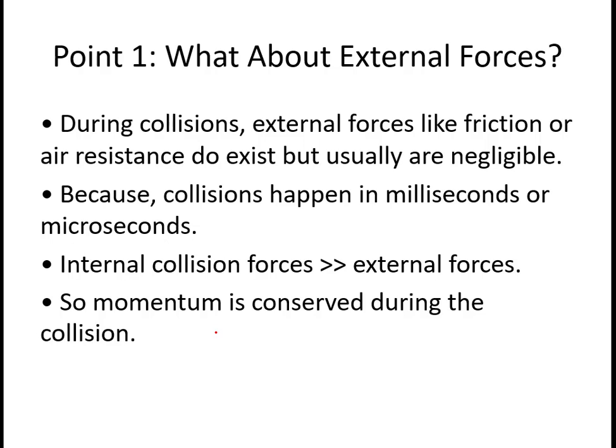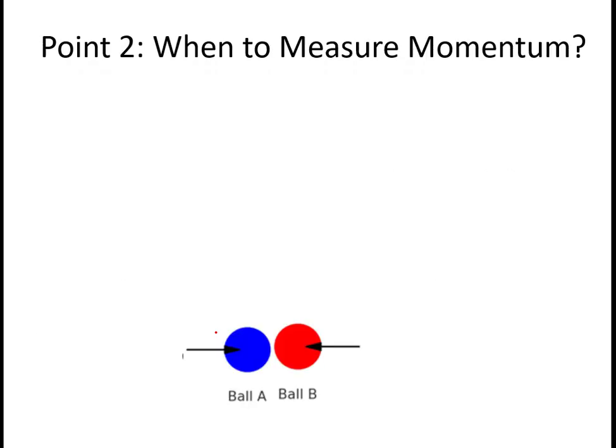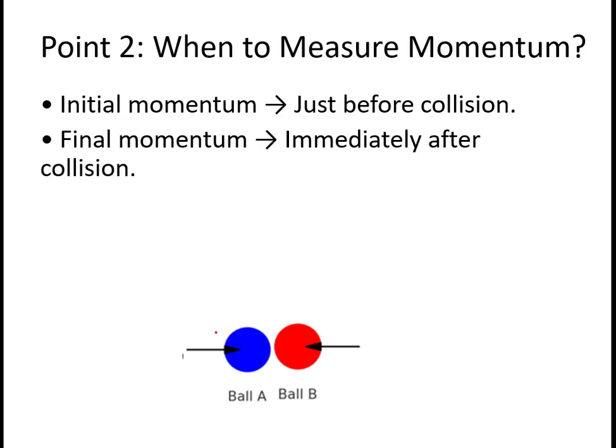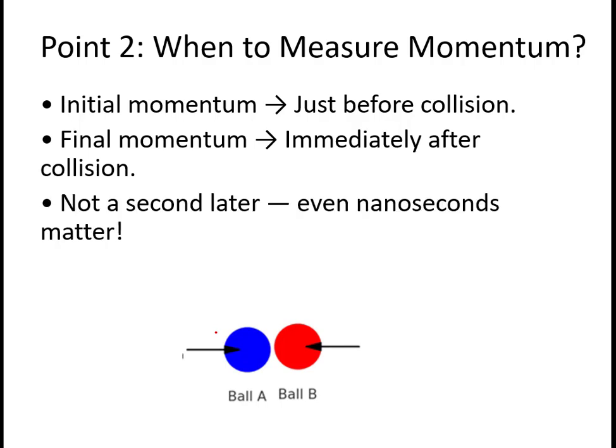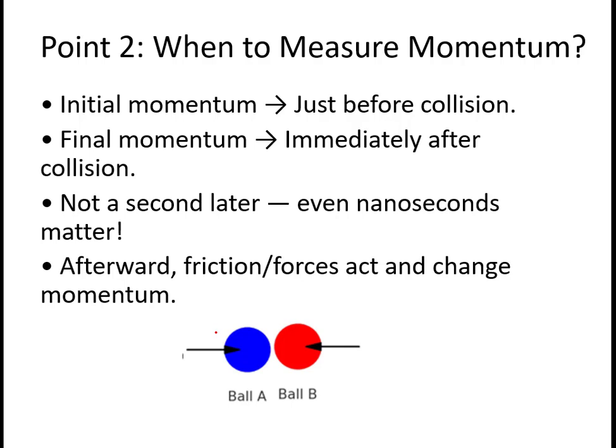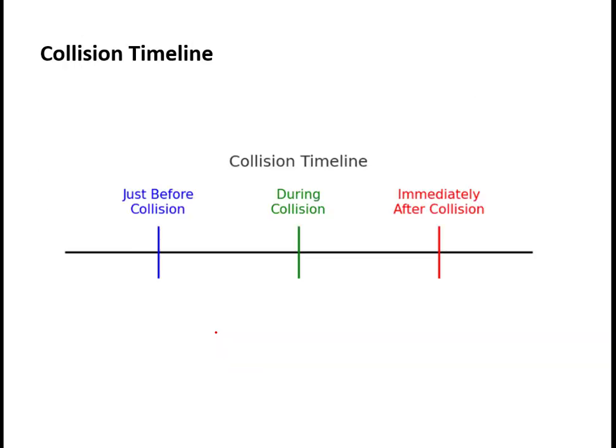Now for the second subtle point, which is almost never stressed, that is about when to measure momentum. When we say initial momentum, we mean the momentum just before the collision. And when we say final momentum, we mean immediately after the collision. Not a second later, not a millisecond later, literally within nanoseconds. What's the reason? Because after the collision, forces like friction or gravity will come into play, and then they will change the momentum of the system. That's why in physics, we freeze the timeline just before the collision and immediately after the collision.